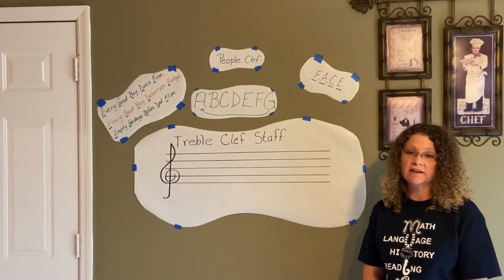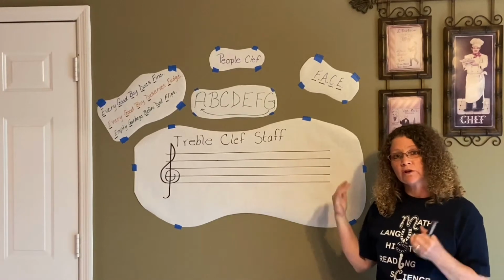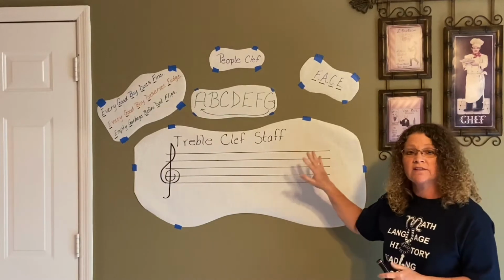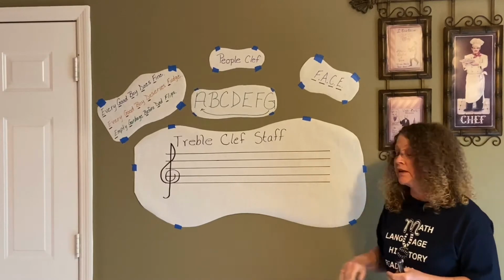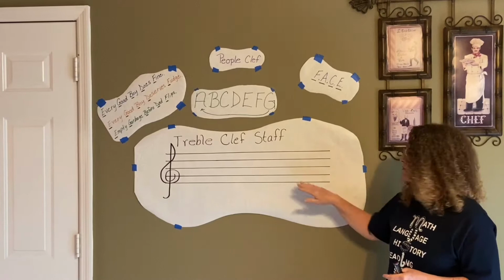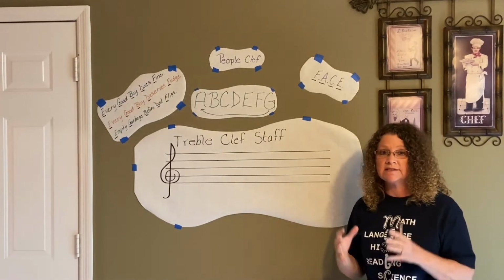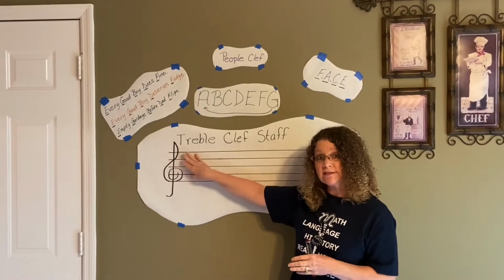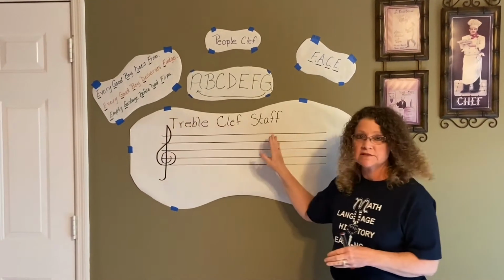Boys and girls, today we are going to talk about our treble clef staff. I want to start with the very basic, and that is just the staff. The staff is the home where music lives. The staff is only made up of 5 lines, and those 5 lines create the 4 spaces. That is our basic staff. Now, when we put our treble clef on the staff, that makes this staff the treble clef staff.